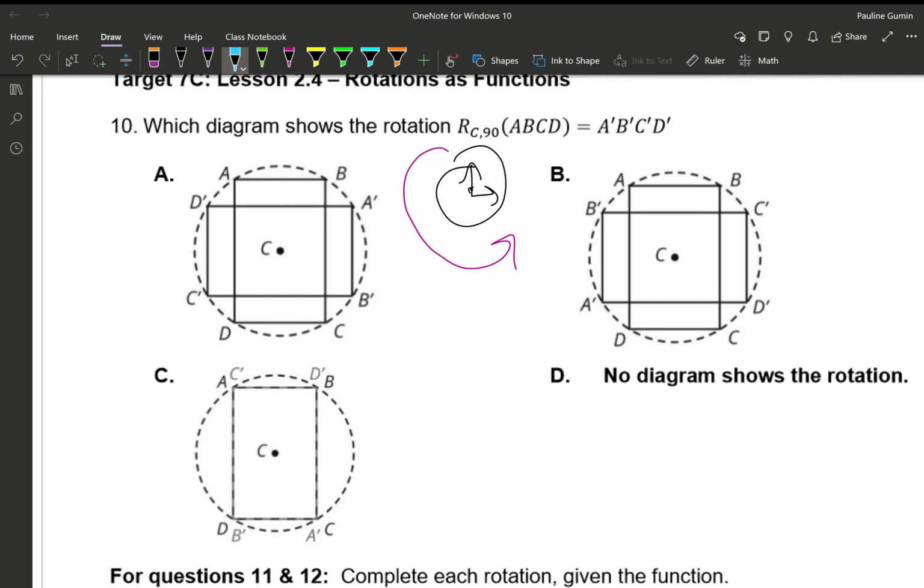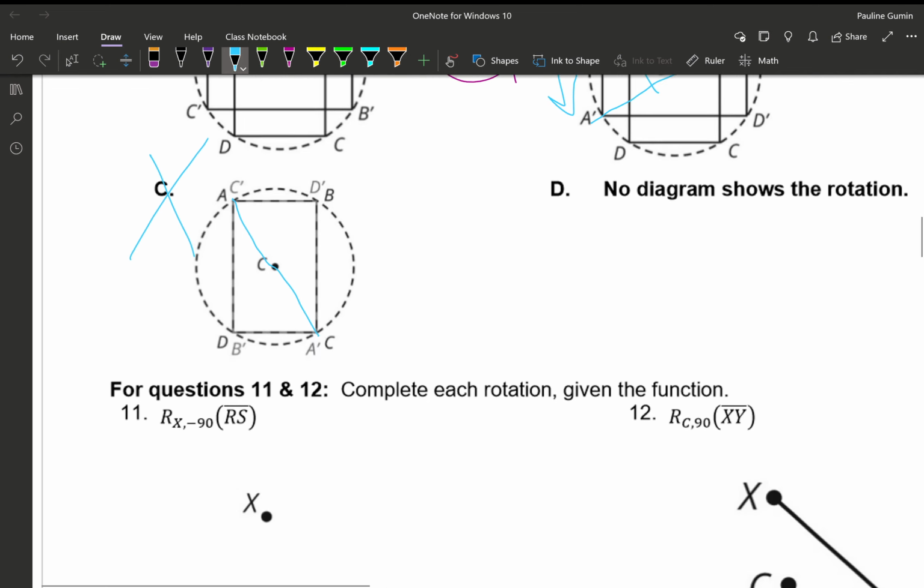Okay, in letter A, I'm going to connect A to C to A prime. It looks like it's going this way, which is clockwise, so no. For letter C, if I go from A to C to get to A prime, that's a straight line. And just to double check letter B, we're going to connect A to C, then back to A. It does look like it's going counterclockwise. Letter B is the right answer.